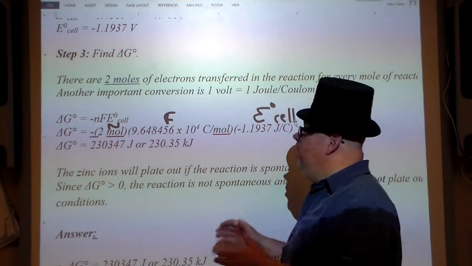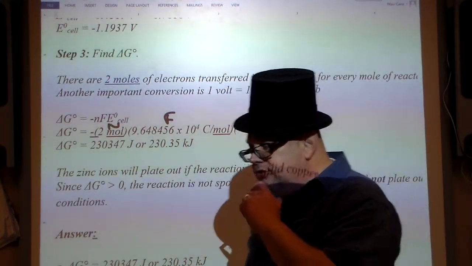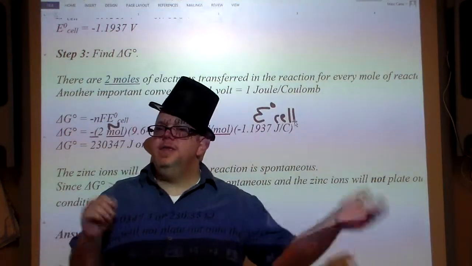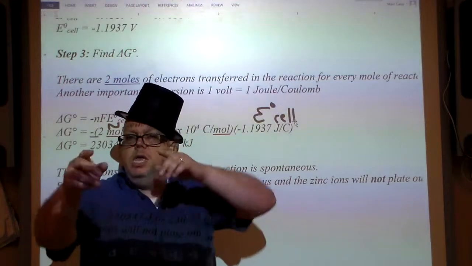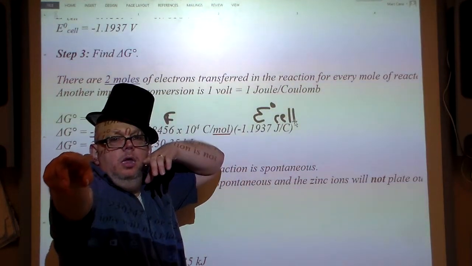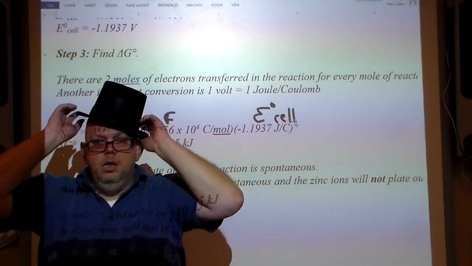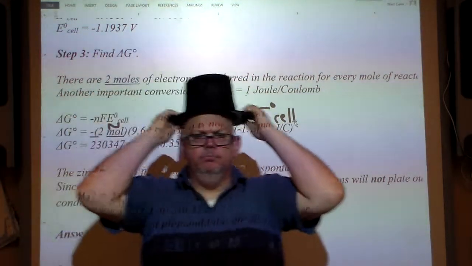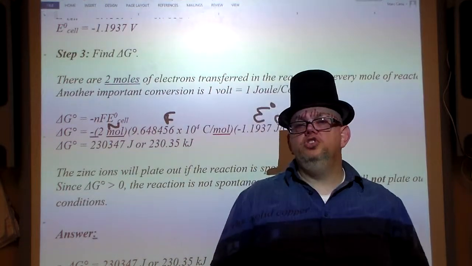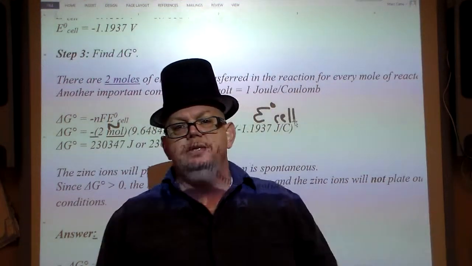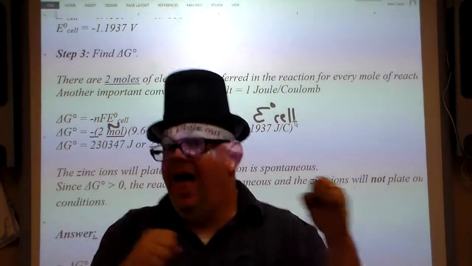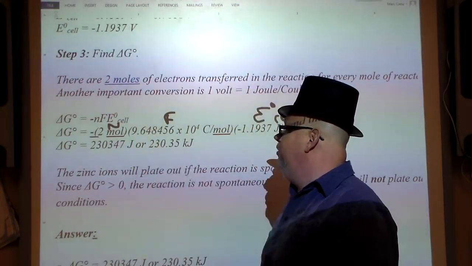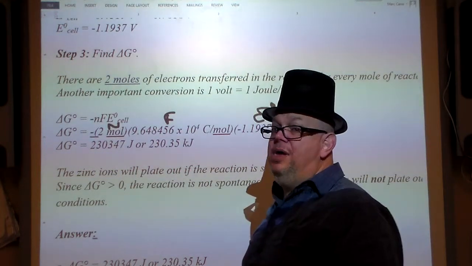As a result. So here's the thing, given what you know about delta G, if delta G is negative, the reaction is going to be spontaneous. If it's positive delta G, it's non-spontaneous. We're not having a whole lot of that. So delta G is positive. So the reaction isn't spontaneous.